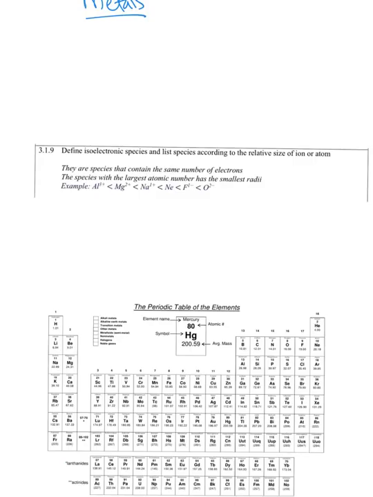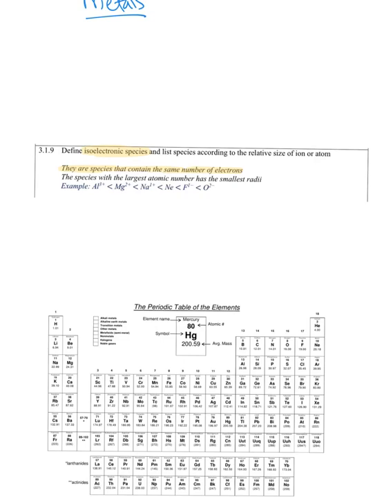The next thing that we studied was something called an isoelectronic species. An isoelectronic species is simply atoms or a group of atoms that have the same number of electrons.